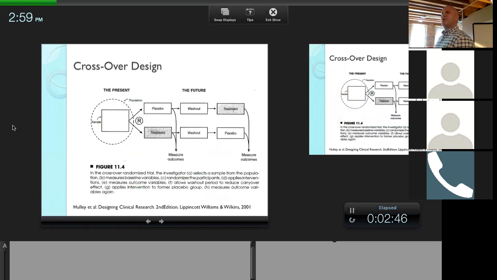There are more efficient models for certain types of interventions. People are familiar with crossover designs. So in a crossover design, people essentially act as their own controls.